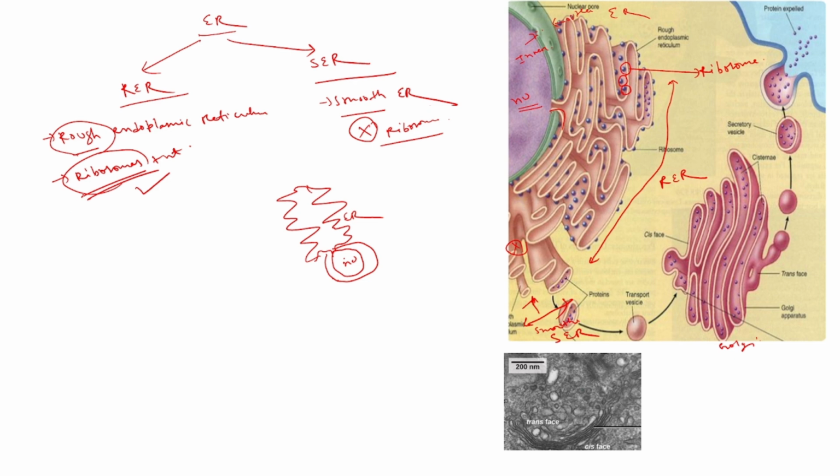So why are the ribosomes present? In the rough endoplasmic reticulum, there is a protein called ribophorin. Ribophorin is a protein present on the rough endoplasmic reticulum, and it helps in the attachment of the ribosome. Simply, you can say it's a glue-like structure. This protein helps the attachment of the ribosome in the rough endoplasmic reticulum.